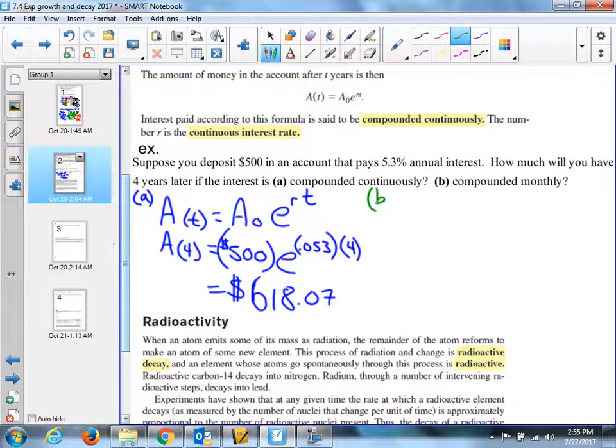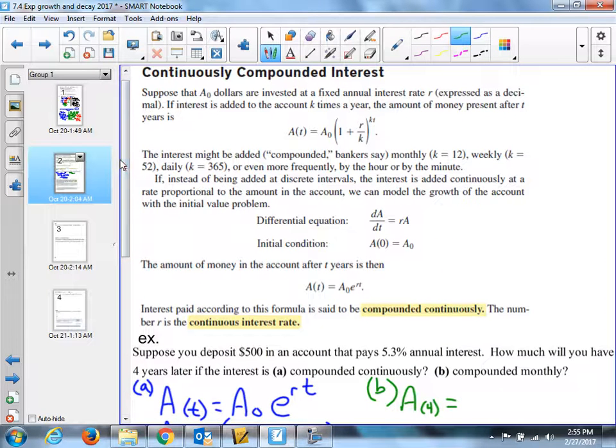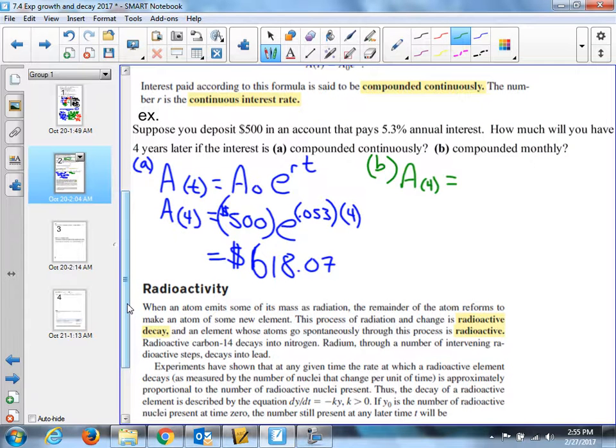Now B, what if you only compounded monthly? That's 12 times in a year, right? A, after 4 years, would still be, now we're using this formula here. The 1 plus, that's the one you've used before. So $500 times 1 plus the rate 0.53 over 12 compounding, 12 times in a year, and 12 compounding periods times 4 years. If you enter that in there with 48 as the exponent.